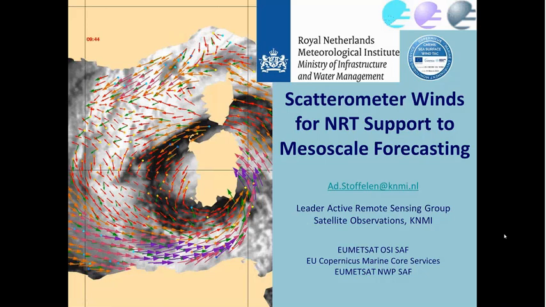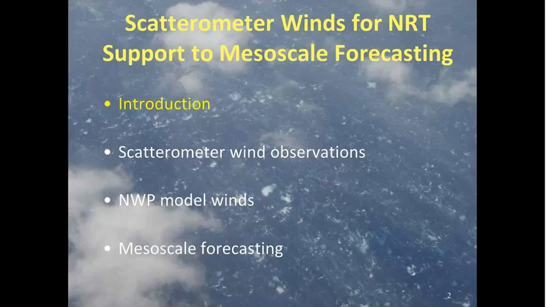I'll start with the introduction and then talk about the scatterometer winds, model winds. Model winds for forecasters are of course quite important for advisories. So the talk is mainly about how scatterometer winds can provide new information that has just been observed and help you in your advisories, which are of course often based on forecasts, and then talk about the mesoscale forecasting part at the end.